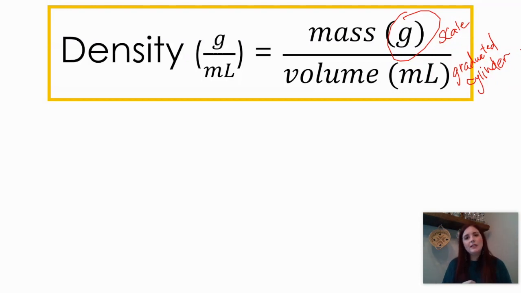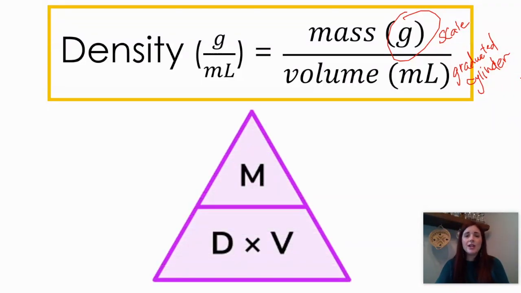So we can calculate density by dividing the mass by its volume. And units for density, therefore, are going to be grams per milliliter, which we see there on the left-hand side of the screen. However, we're not going to use this algebraically.